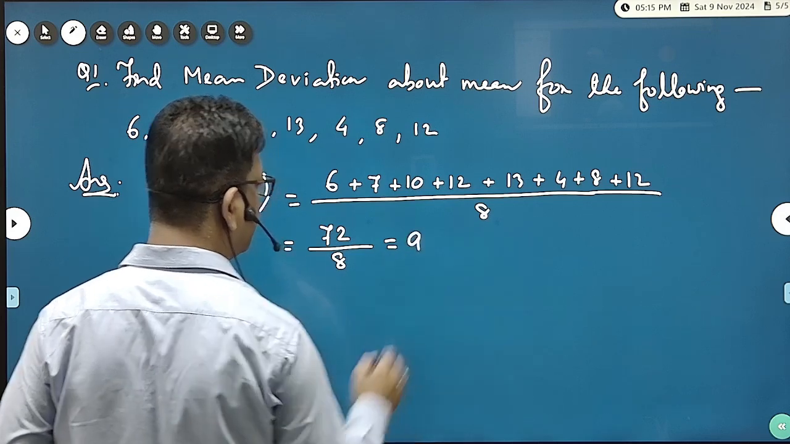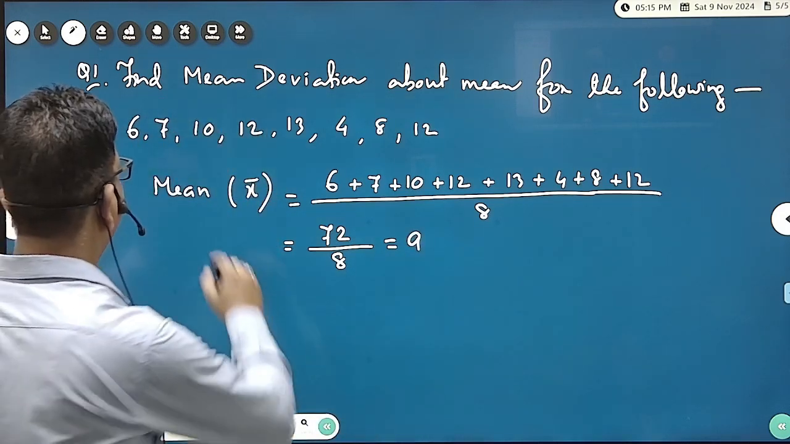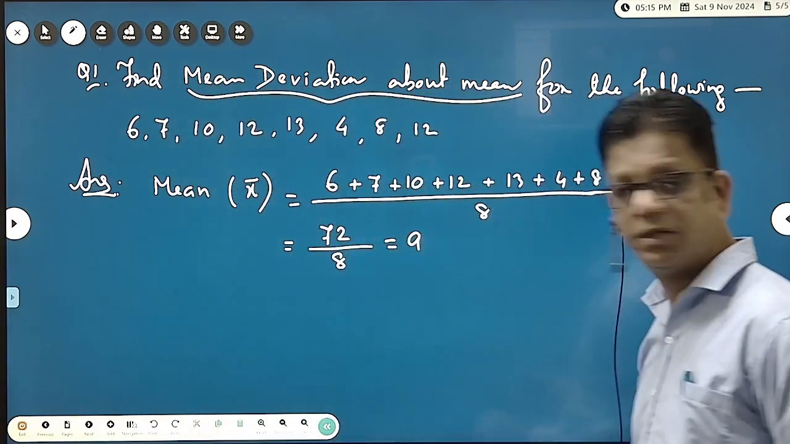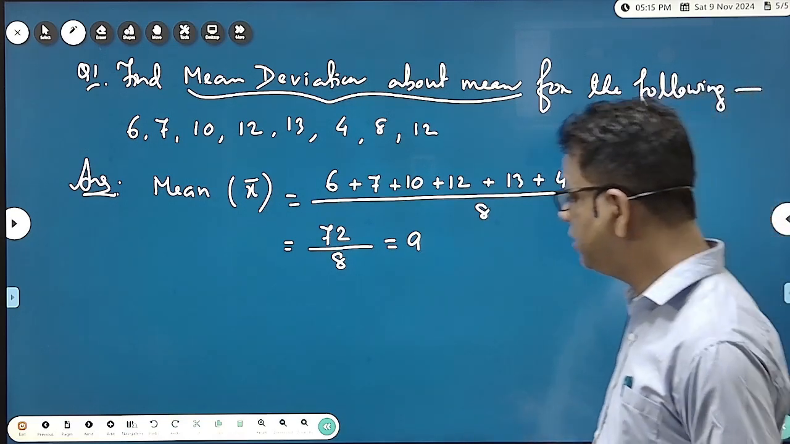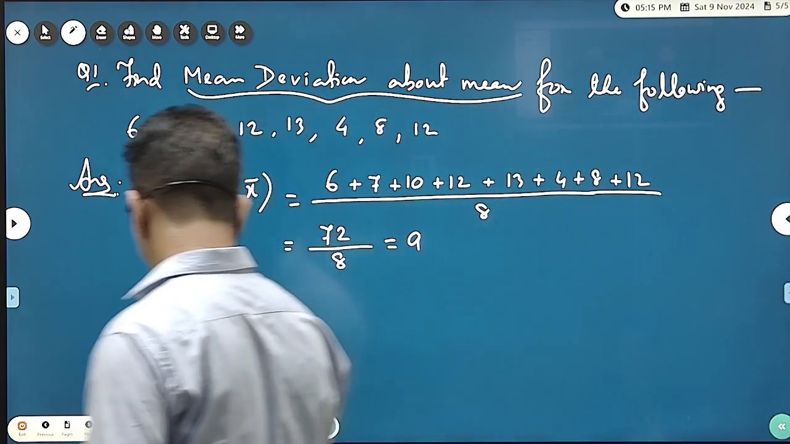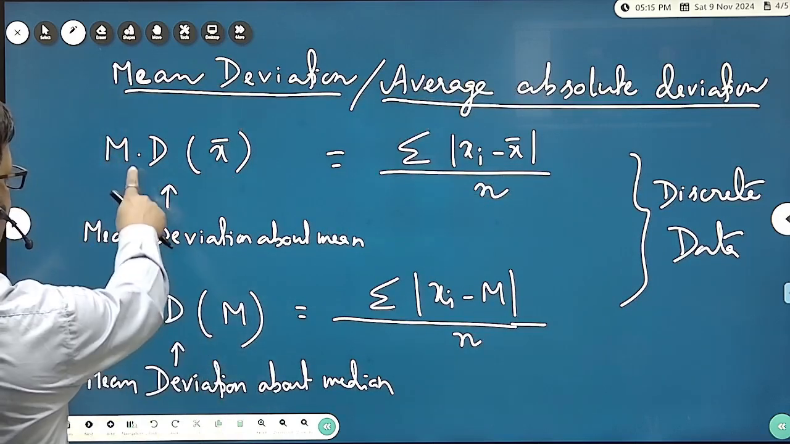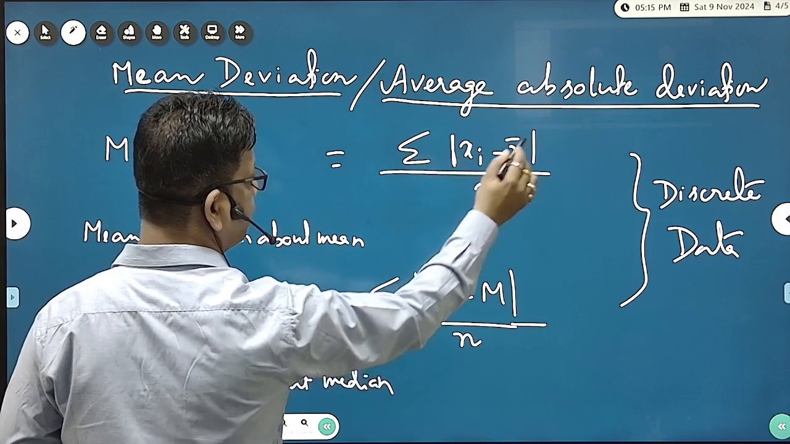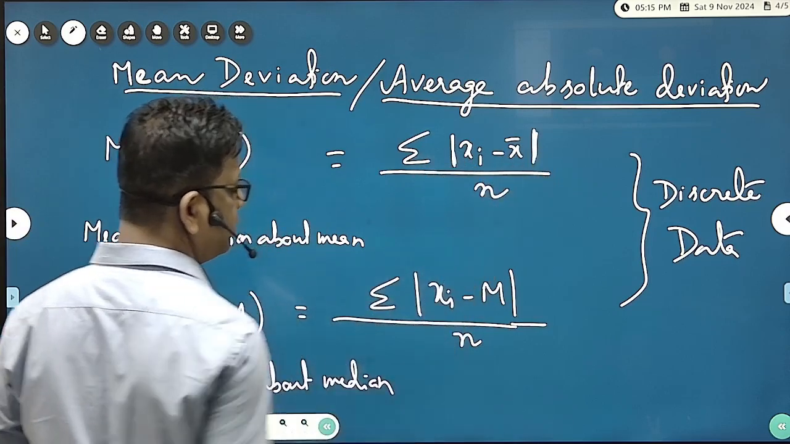So now see the question. The question is find the mean deviation about mean. Is 72 correct? Now find the mean deviation about mean. If I show the previous slide, this is the formula, mean deviation about mean. It goes like summation of modulus of xi minus x bar divided by n.